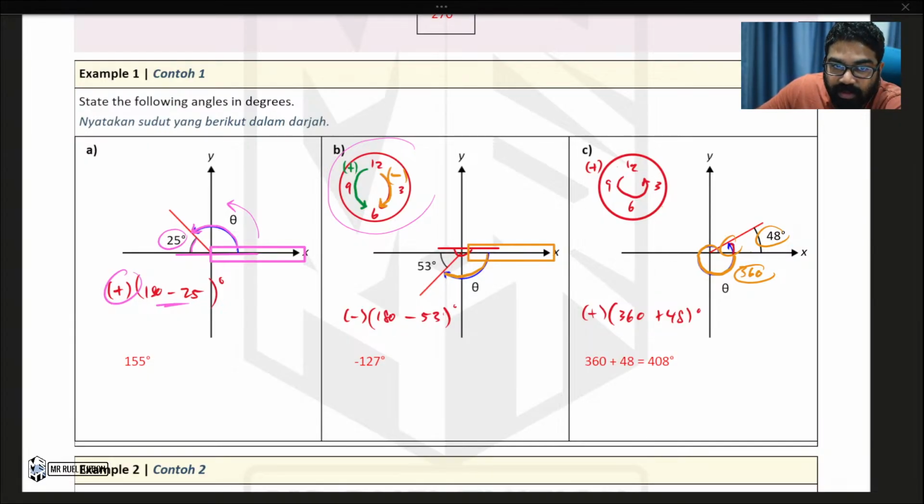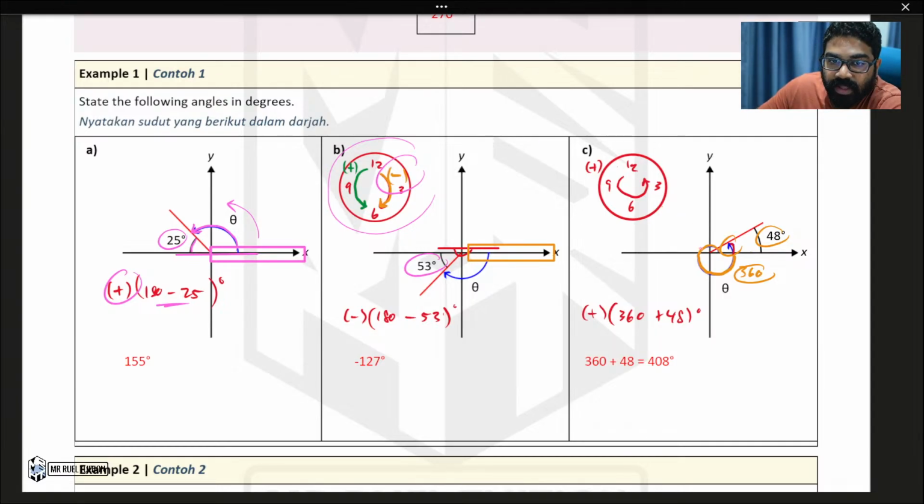Okay, for this one, tengok B. Negative angle, same story. But this one, can you see arah dia? Dia ikut arah jam. Look at this. We start from here. We start from the positive x-axis. It's clockwise. Which means, ini magnitude dia, negative. If clockwise means the magnitude is negative. I mean, not the magnitude. The value is negative lah. Nilai negative. What's the magnitude? Same story. 180 tolak. Then you get the magnitude. 127.